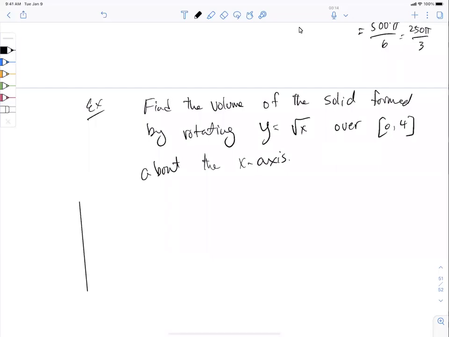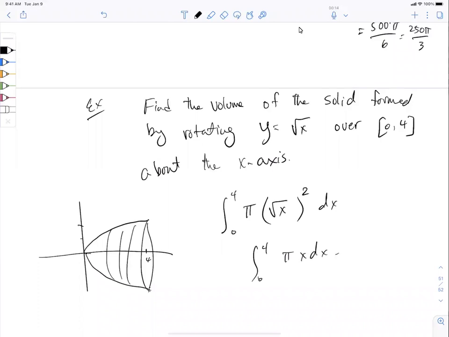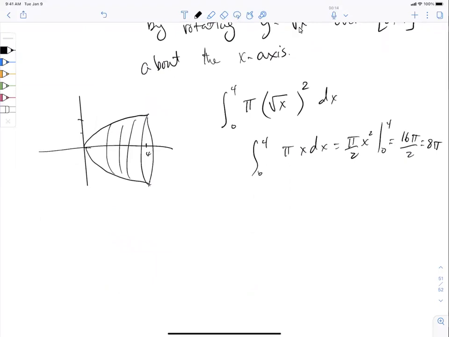Although drawing the graph is both pleasing and important in solving these problems, so this is what you have. This is 4, and of course the square root of 4 is 2. So I'm rotating this object, and I'm going to end up with a shape that looks like this. You could try to work out the rotational disks, but you could also just integrate from 0 to 4 of pi f of x, which in this case is the square root of x, squared dx. So you can do that. This is the disk of the disk method.